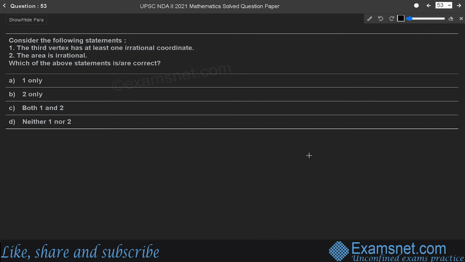Next question is, consider the following statements. The third vertex has at least one irrational coordinate and the area is irrational. Which of the above statements is or are correct? So first, let us make a diagram for the given question. Let this be A, B and C.